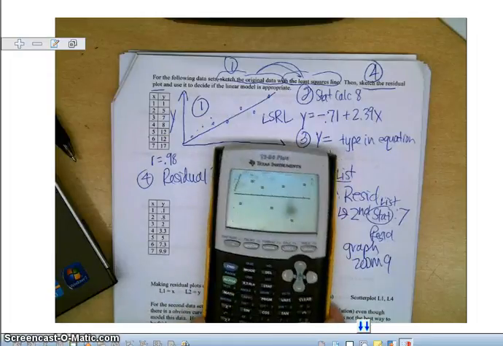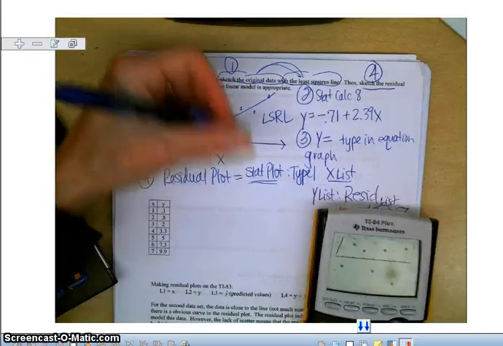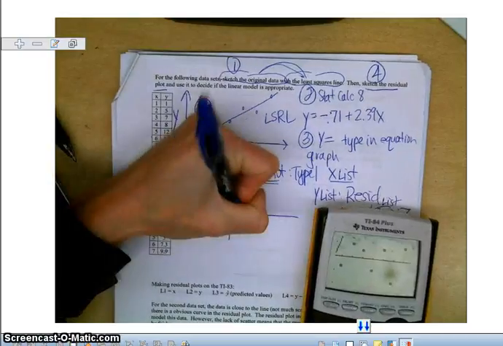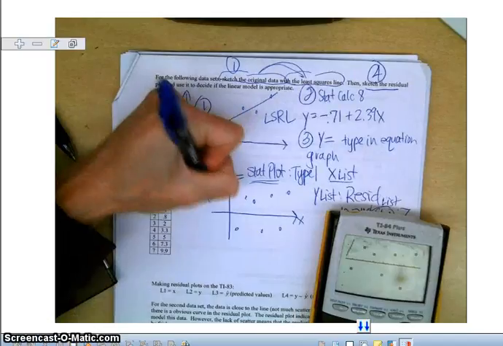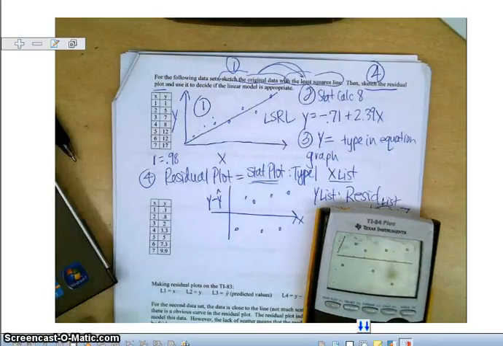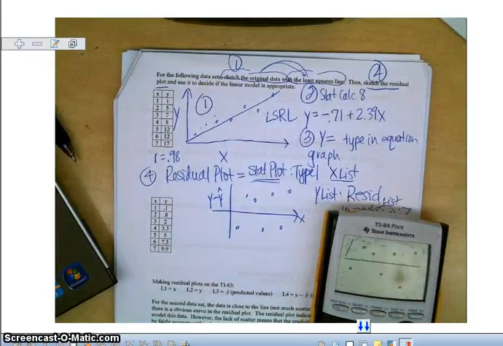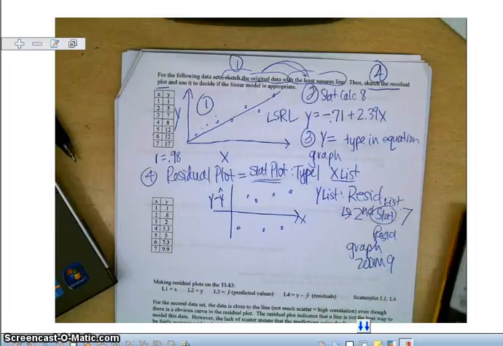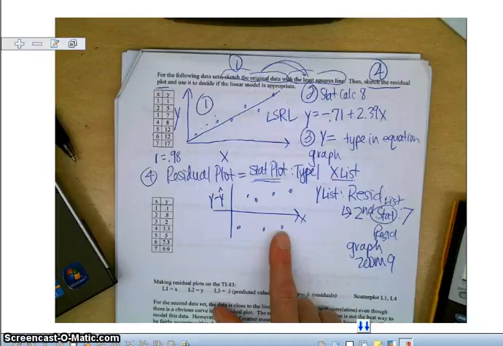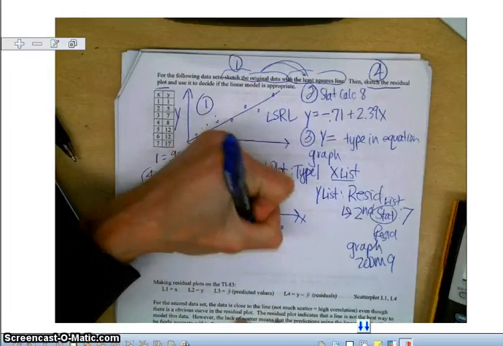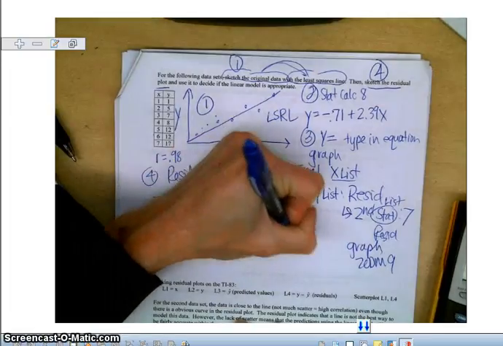There's my residual plot. So my residual plot actually looks like this for this problem. You always sketch the residual plot on your paper. You always sketch all the plots on your paper as you're working them out. So would you say, is a linear model appropriate here? Yes or no? Is there no pattern? Do you think there's a pattern? Does that look like a line or a parabola or something? No. So there is no pattern.